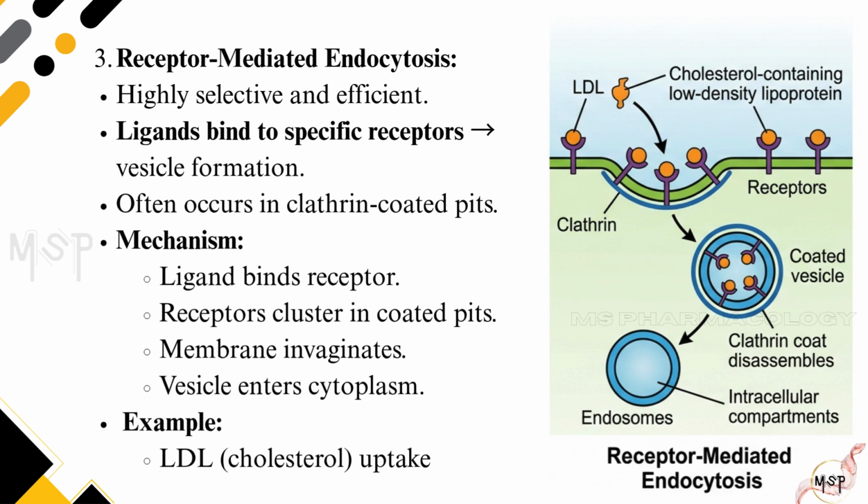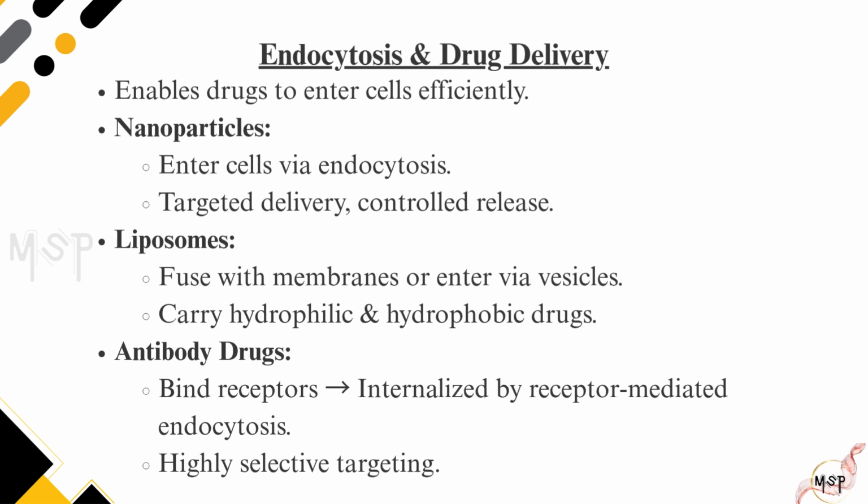Specific molecules bind to receptors on the cell membrane, triggering vesicle formation. These vesicles often form in specialized membrane regions called clathrin-coated pits. Mechanism includes: 1. Ligand binds to receptor. 2. Receptors cluster in coated pits. 3. Membrane invaginates. And 4. Vesicle forms and enters cytoplasm. Example: cholesterol uptake occurs through receptor-mediated endocytosis of low-density lipoprotein, LDL particles.